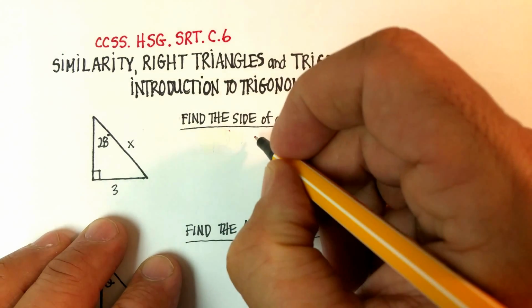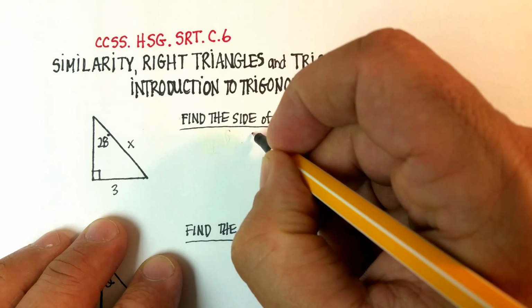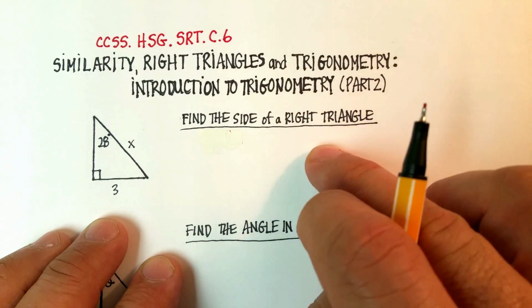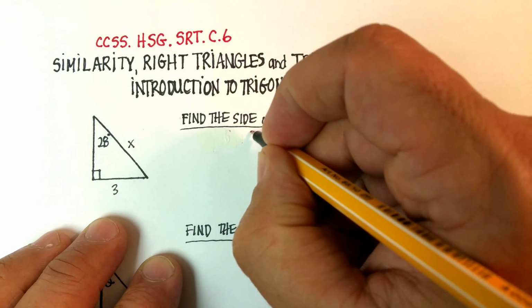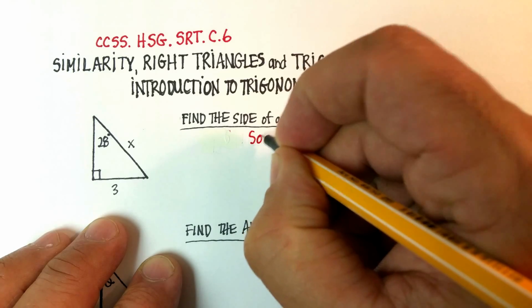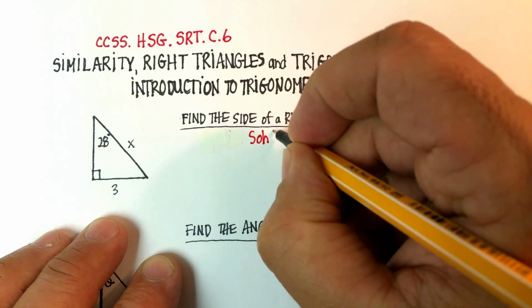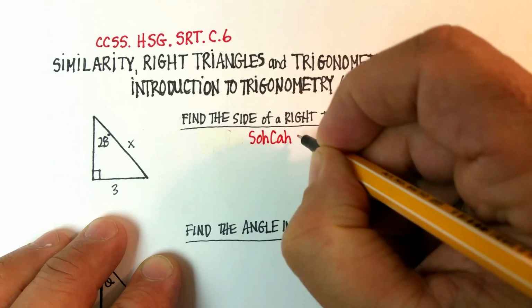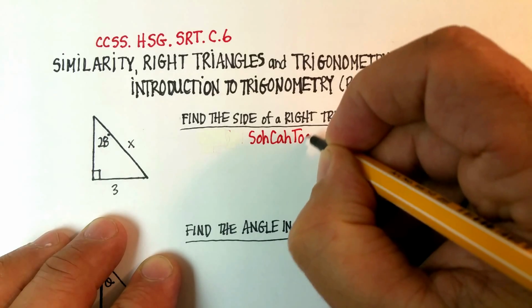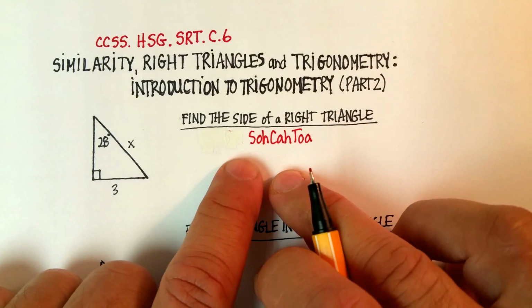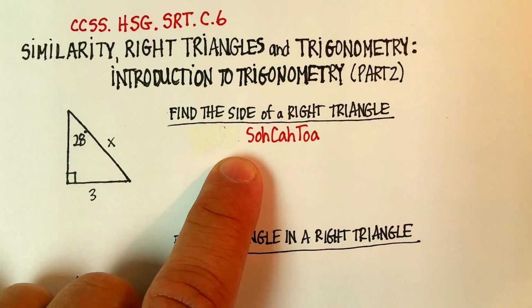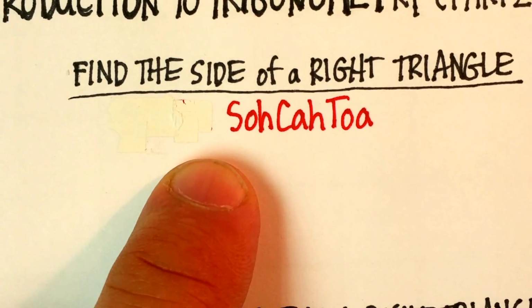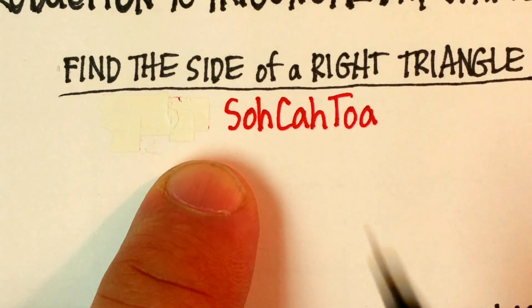Well, the first thing we need to remember is the mnemonic. Remember, a mnemonic is just a word that's made up that gives you some information. And the mnemonic I want you to remember is Sohcahtoa. And those letters are capitalized for a reason.